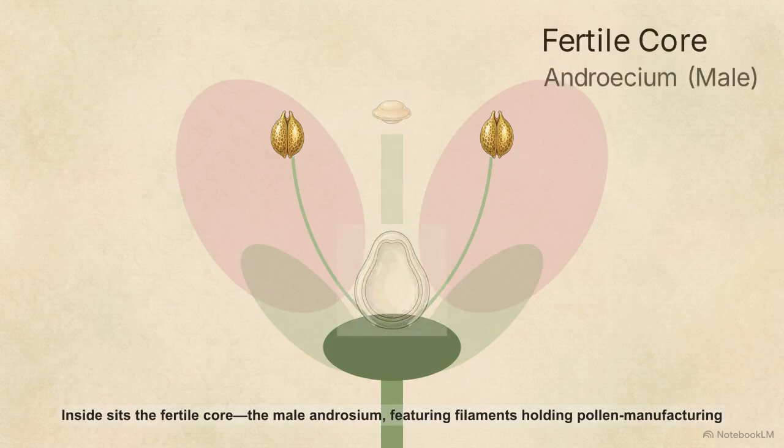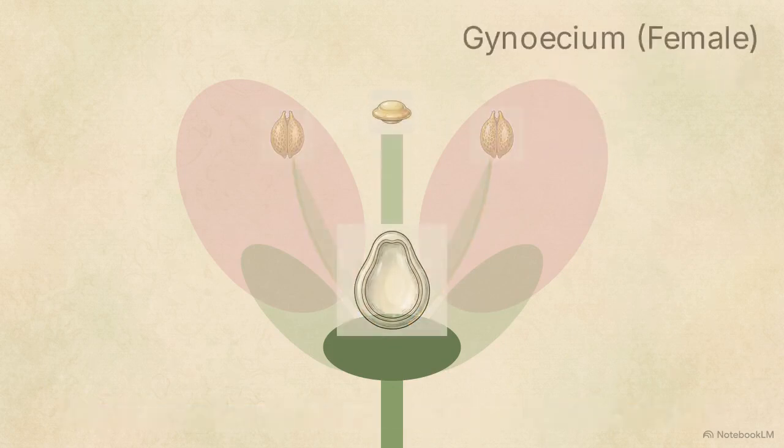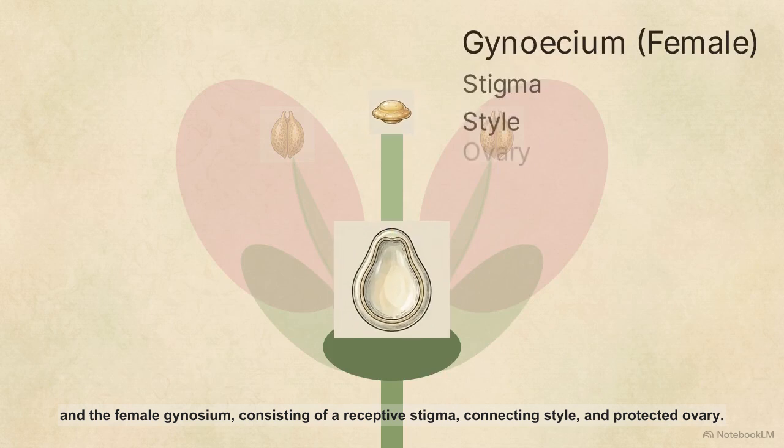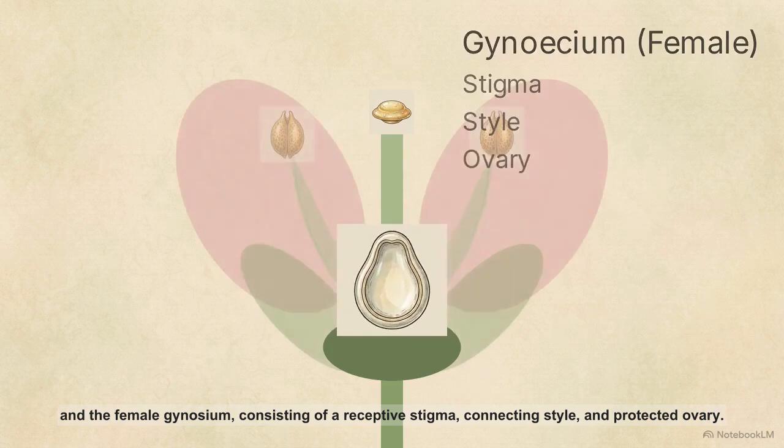Inside sits the fertile core, the male androecium, featuring filaments holding pollen manufacturing anthers, and the female gynoecium, consisting of a receptive stigma, connecting style, and protected ovary.